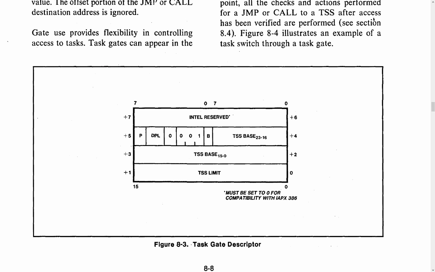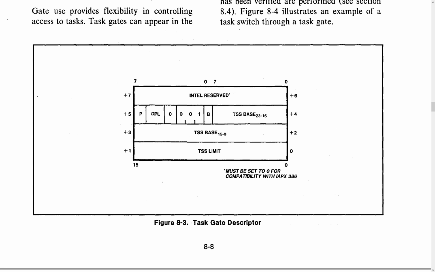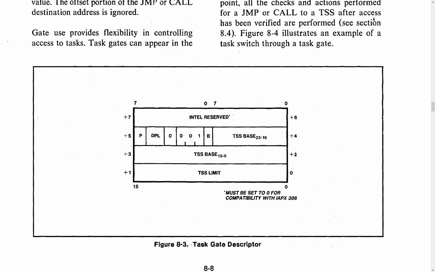Oh, look what I found. Another figure which is said to be a task gate contains this task state segment descriptor. So they are just swapped. I think we have a correct layout then.